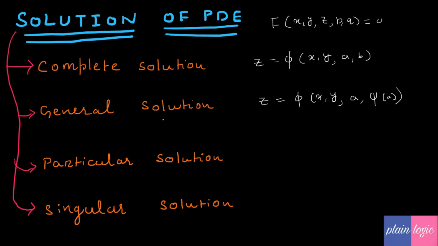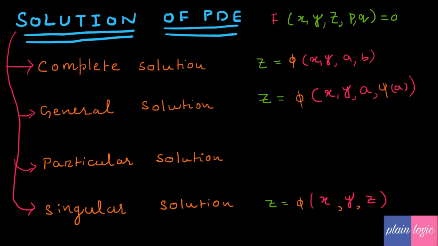If this a is of our choice in general solution and a and b are of our choice in complete solution, then we say that the solution is a particular solution. And now what a singular solution is? A singular solution is nothing but a solution which is free from the arbitrary constant. You can also write z here. You can also ignore it and just write x and y. So this is a broader classification of solutions of PDE for first order PDEs.